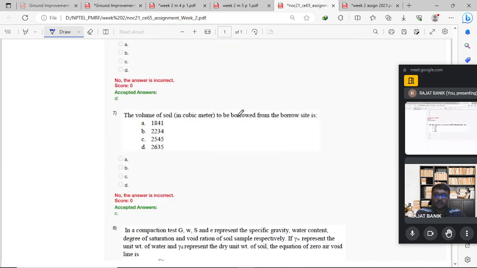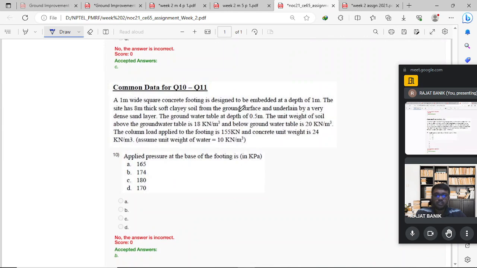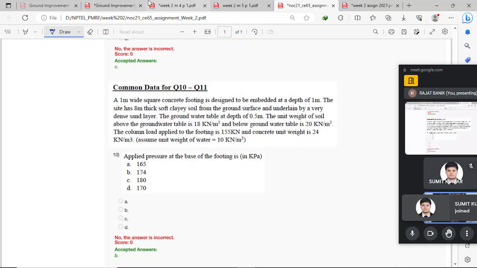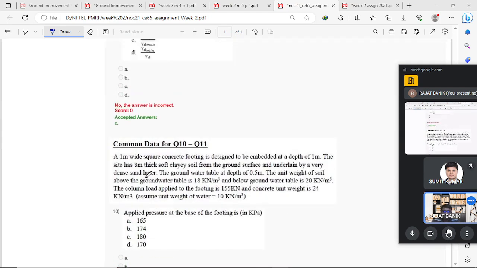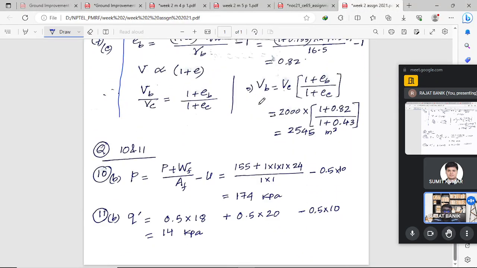Sorry. Now we try to solve questions 10 and 11. Here it is said to find out the applied pressure at the base of the footing and also find out the effective overburden pressure. To find out the solution for this problem, we apply this type of formula, and for question 11 we apply this formula.